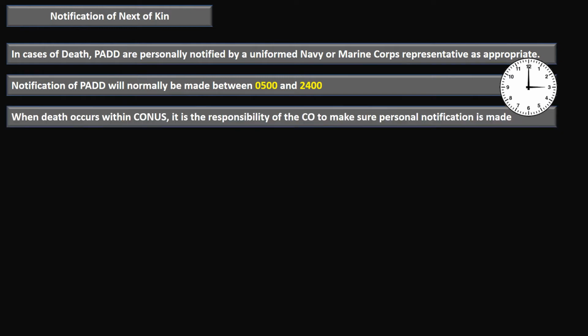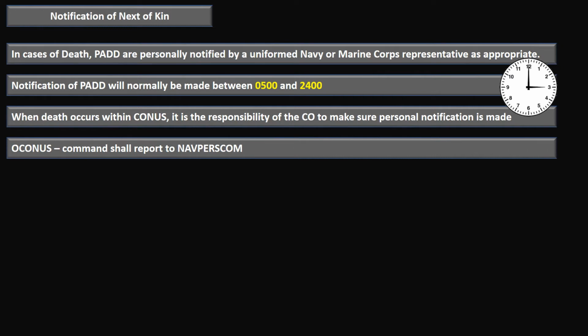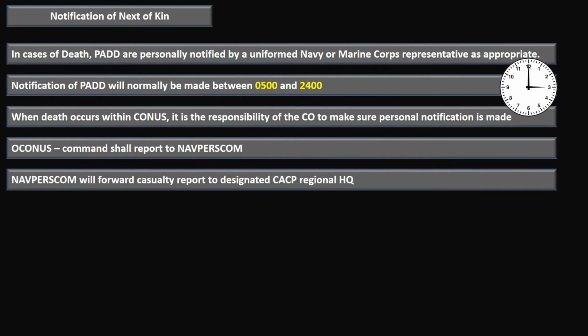When a death occurs within CONUS, it's the responsibility of the commanding officer to make sure personal notification is made. They don't do it. It's going to be up to the CACO to do that, but it's up to the CO just to make sure that it happens. And when outside the United States, the commands are going to report it to Navy Personnel Command, and they'll make sure that it's done appropriately.